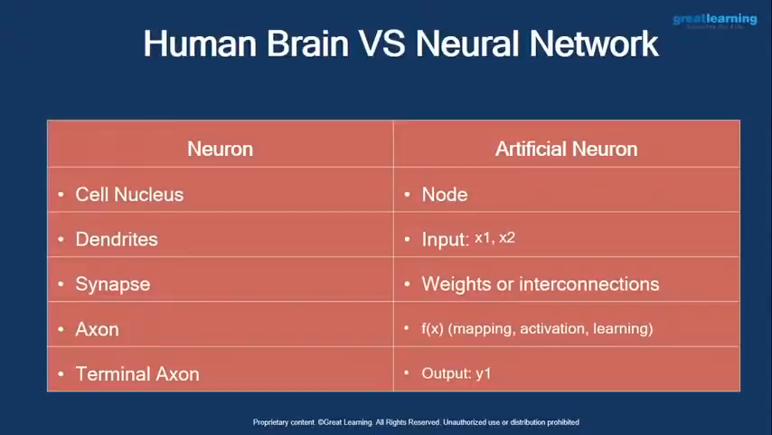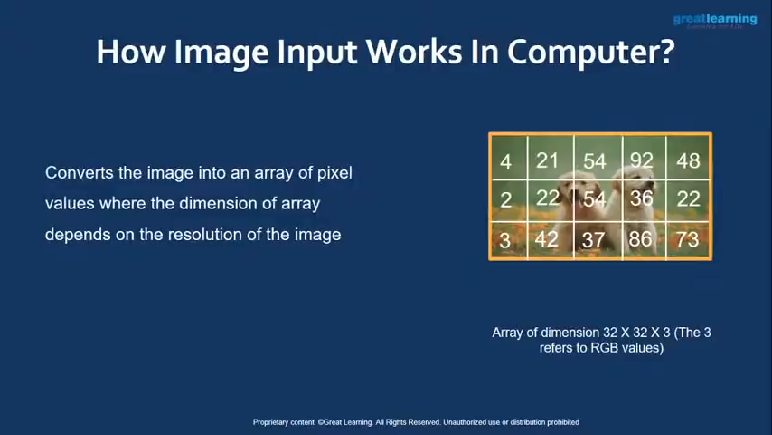Okay, fine. Let's have a look at how a computer sees an image. A computer cannot see an image because it doesn't have eyes. So the computer converts images into an array of pixel values. You can see this is a dog image, but for a computer it is like, I don't know what image this is.